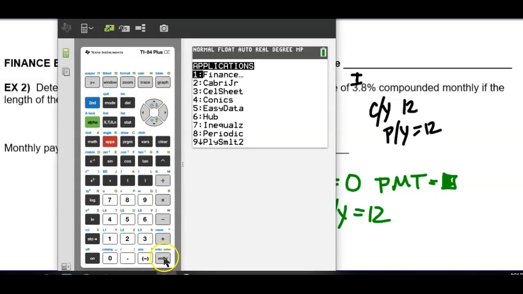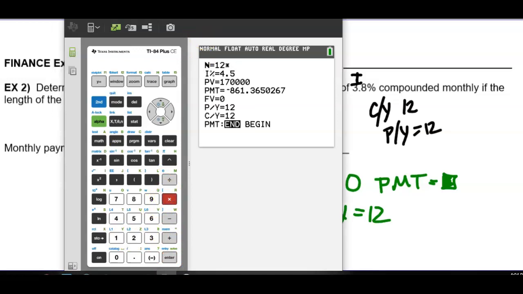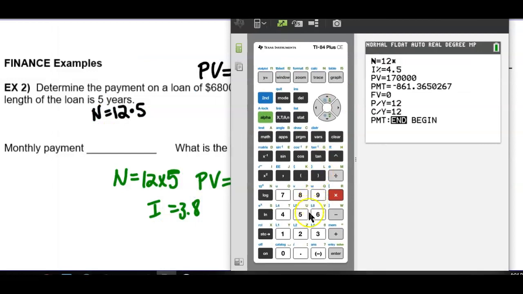Again, apps, enter, enter. 12 times, I already forgot, we were borrowing this for 5 years, okay? So that's a 60, but it calculates it for us. Interest was 3.8.